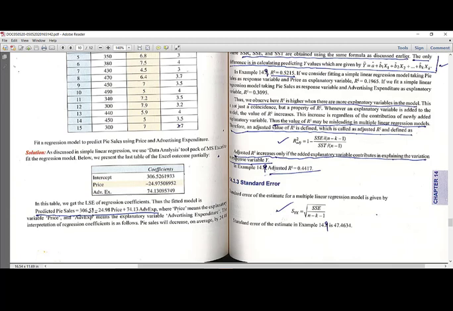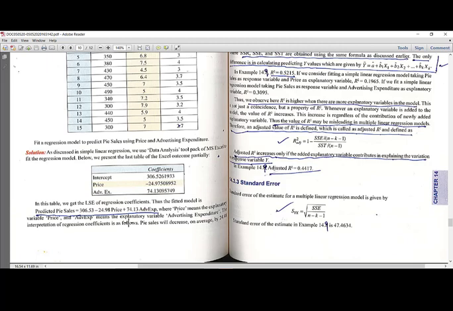And the fitted model is predicted pie sales, that is y, equal to this A. A value is 306.5261933, approximated as 306.53, plus B1 X1 plus B2 X2. Here B1 is negative, -24.97508952, so it is taken as -24.98 into price. Price is our X1, the first variable, plus B2. B2 is 74.13, X2 is our second variable, advertising expenditure. So this is our fitted model, y equal to A plus B1 X1 plus B2 X2, and in terms of pie sales, it is equal to 306.53 -24.98 price plus 74.13 advertising expenditure.